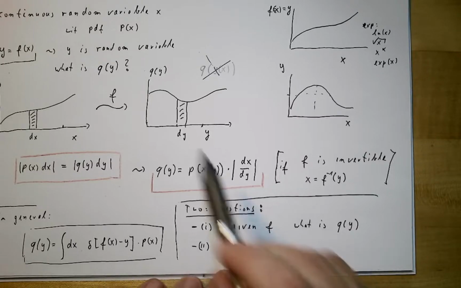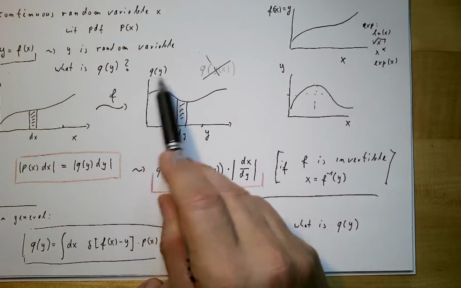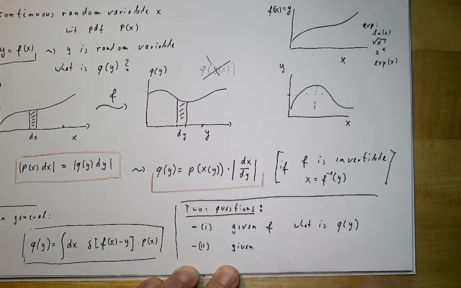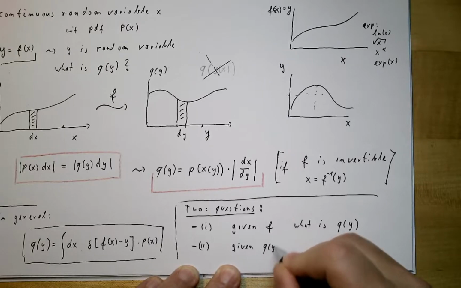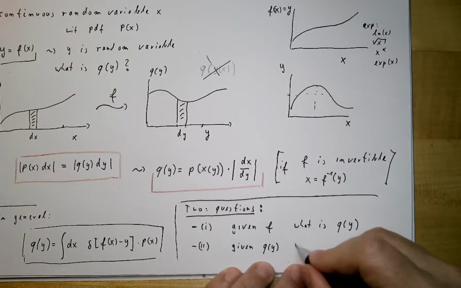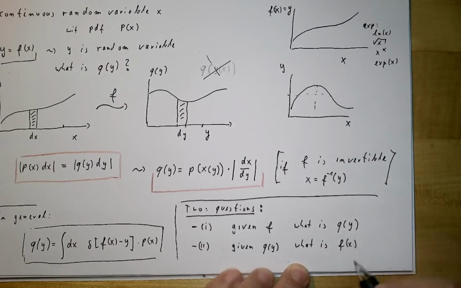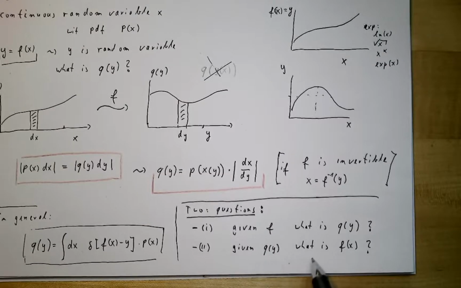And the second question is the inverse question. Let's say we know already our distribution y that we want to have. Given our q of y, what is our function f of x? Why would this question be important? This question helps us to draw random numbers from a certain distribution.